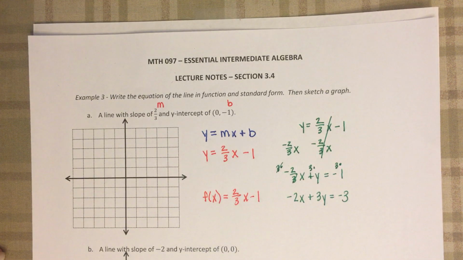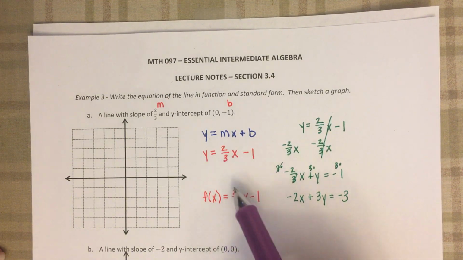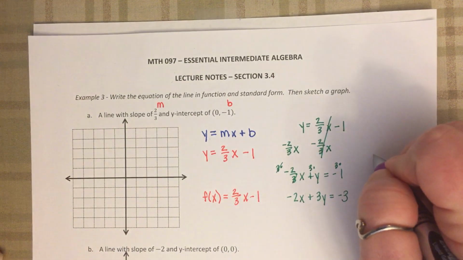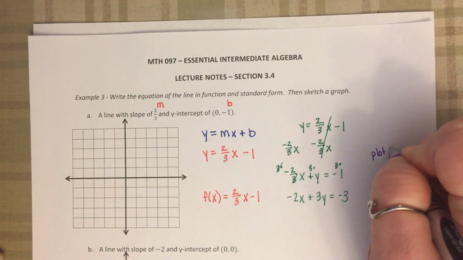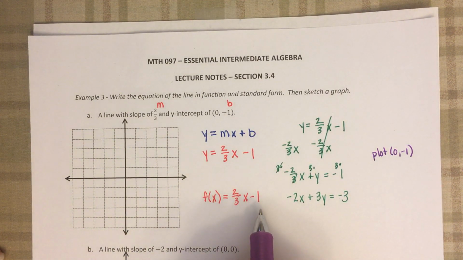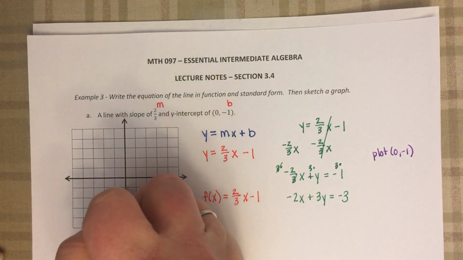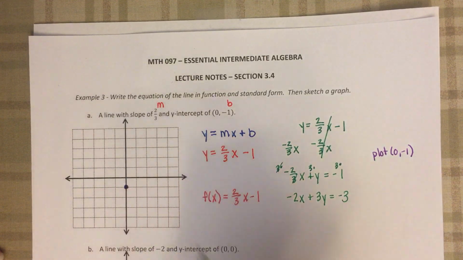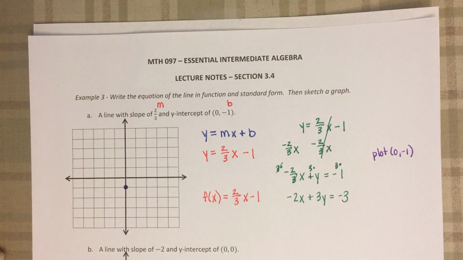Now when it comes time to plot this, when we're sketching our graph, we're going to go back to our function form, which is our slope-intercept form. So the first thing we're going to do is plot the point 0, negative 1. We're going to start with our y-intercept. So 0, negative 1 is this point right here. Y-intercept should always be on our y-axis.